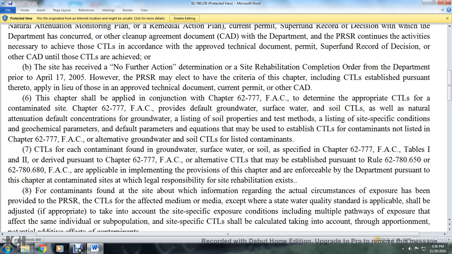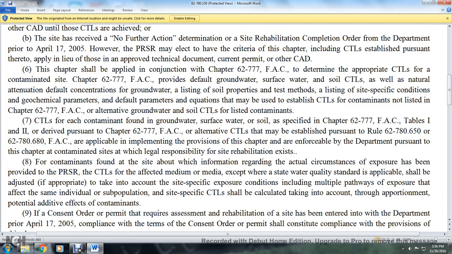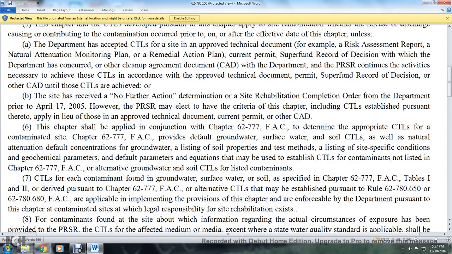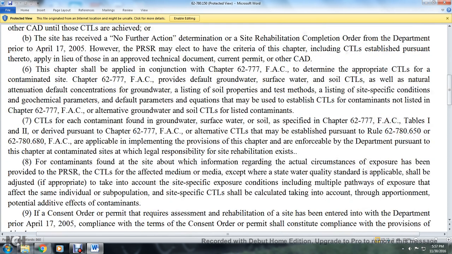The department, pursuant to the chapter, documents the site where legal responsibility for site rehabilitation exists. The contamination found within the site above the information regarding the actual circumstances of the exposure has been approved by the person responsible for site rehabilitation, the cleanup target of the affected media.